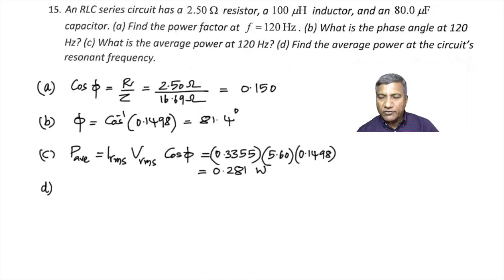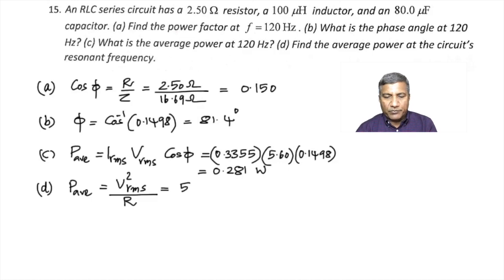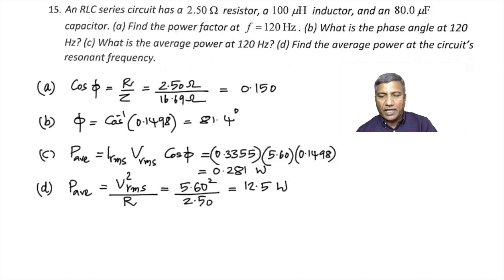And D, find the average power at the circuit's resonant frequency. All right, at the resonant frequency, phi becomes 0 because it's only the resistance and it's going to be in phase with the voltage. Phi is 0, so cosine of 0 is 1. So cosine phi becomes 1, and then to get the power, you just multiply the IRMS with the VRMS. Or you can use this formula for power, V squared RMS by R. Either way, you get the same answer. So the square of the voltage, 5.60 squared divided by 2.50 gives 12.5 watts. That is the average power at the resonant frequency.